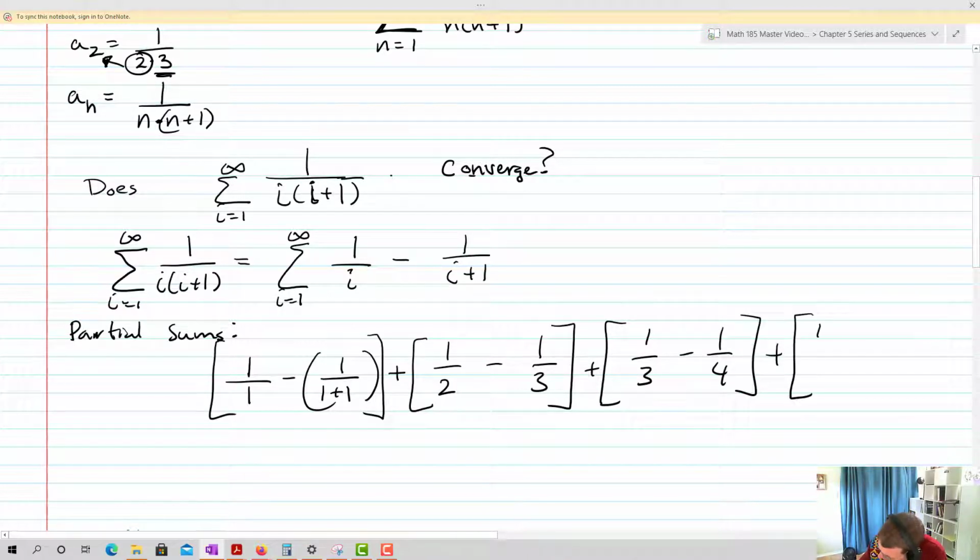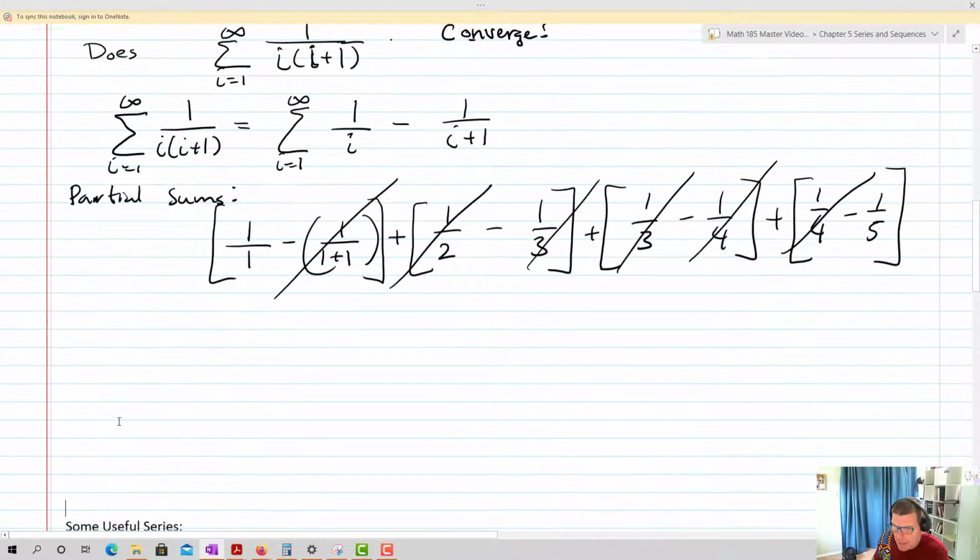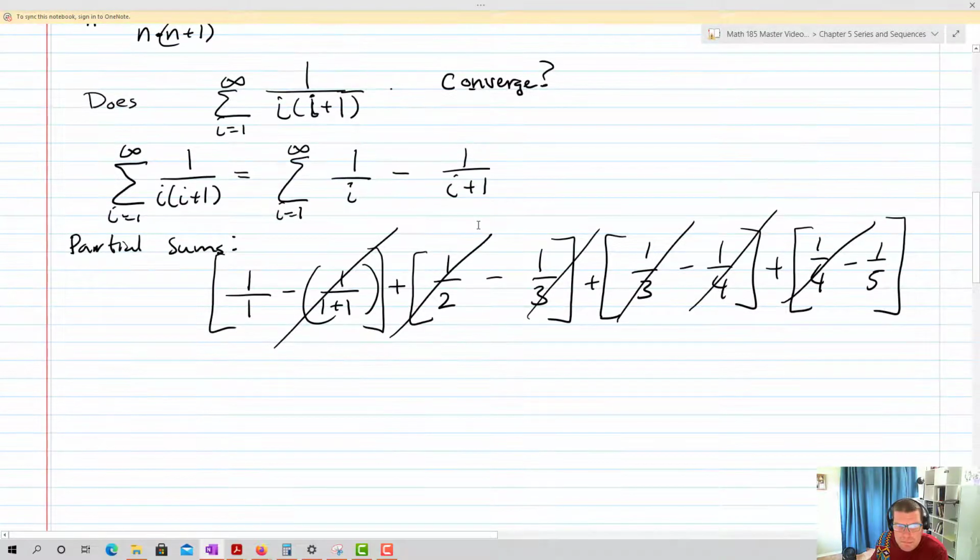What we want to notice is that these middle terms are all going to go away. So eventually, if we look at the kth partial sum, we're going to end up with 1 over 1, and then this last term, that's k plus 1, isn't it? So we get 1 over 1 minus 1 over k plus 1.